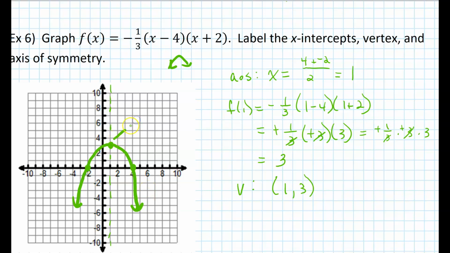Alrighty, so again, we have a vertex here of 1, 3. We have an axis of symmetry here of x equals 1. And our x-intercepts, we have 4, 0, and we have negative 2, 0.